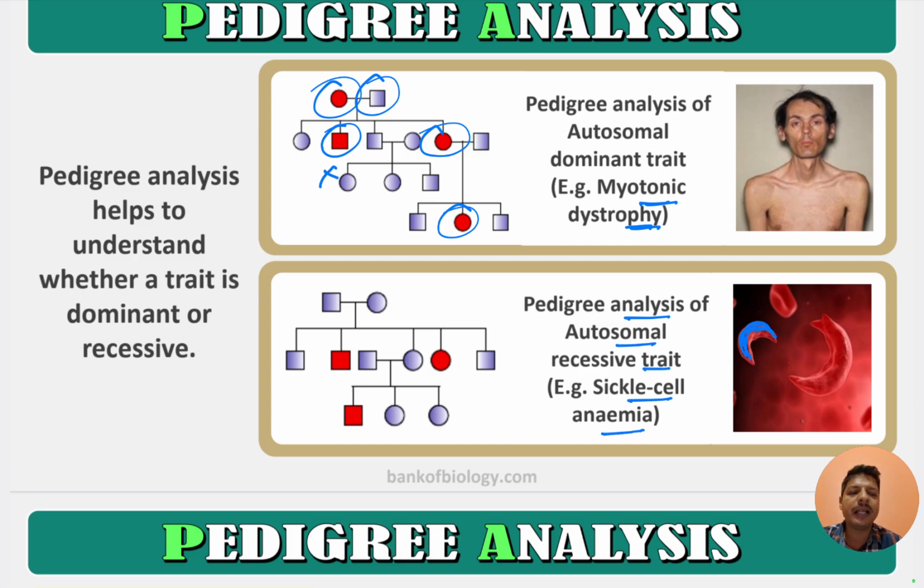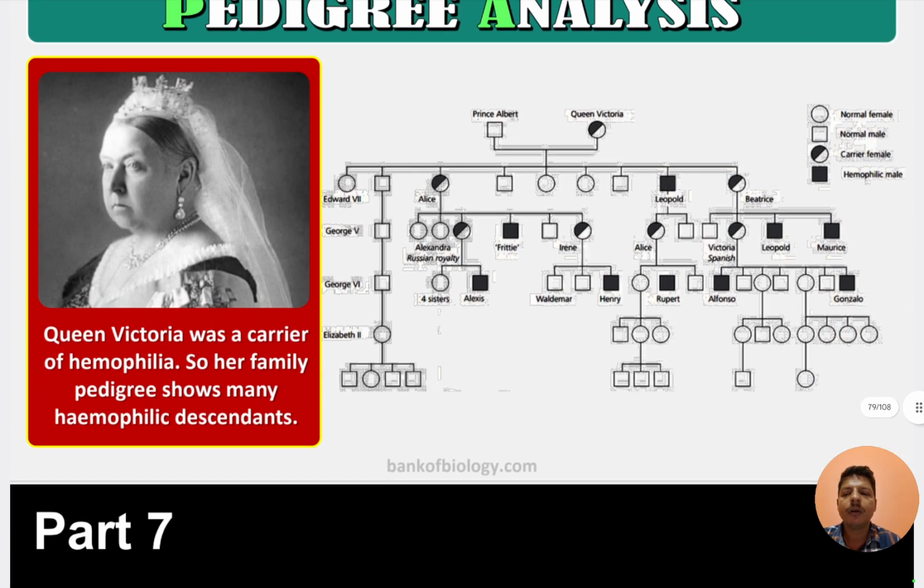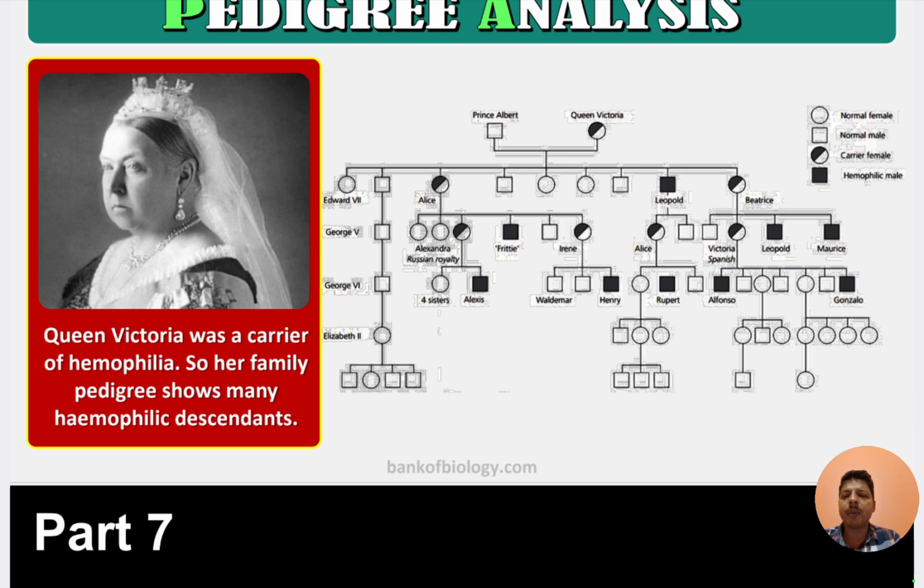Again, an autosomal trait is sickle cell anemia. All the RBCs will be sickle shaped like this. Both parents are normal, either one is a carrier, and here the affected persons are like this. They all have sickle cell anemia.